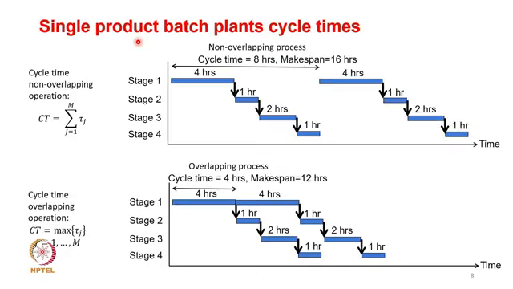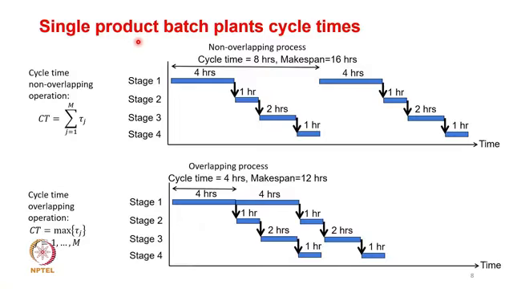So now let's see how you can minimize the cycle time in a single product batch plan. The single cycle time is something that actually limits the operation of an equipment when the equipment is operated repeatedly. So let's assume that the processes are non-overlapping. Essentially, you are doing the process sequentially. You are at stage 1, then you move to stage 2, then stage 3, then stage 4. Once all the stages are completed, your stage 1 is reactivated for the second batch operation.